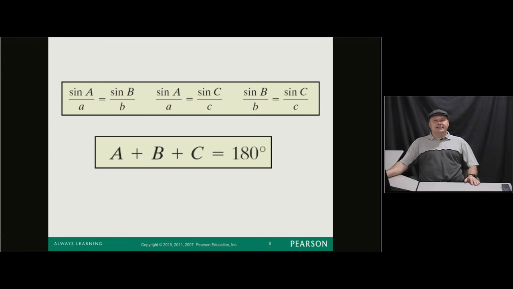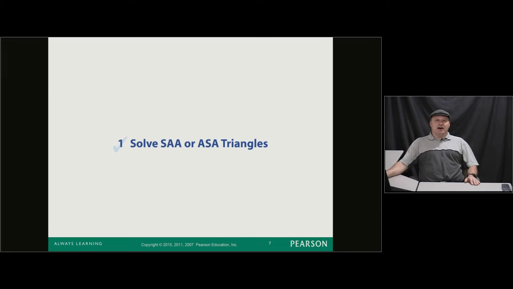And then A, B, and C all add up to 180 degrees. Now remember, we don't have a right angle this time. These are oblique triangles. So they're oblique, and we don't have any 90-degree angles in this case. So let's use the law of sines to solve the triangles that look like SSA or ASA.